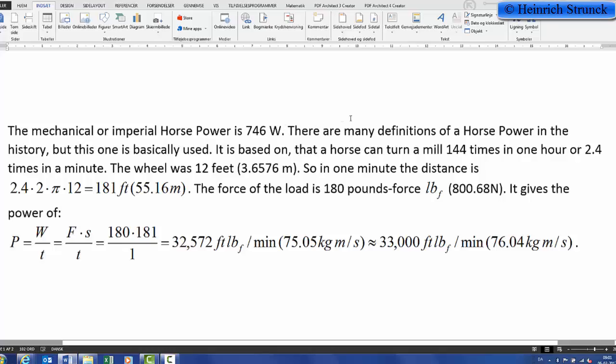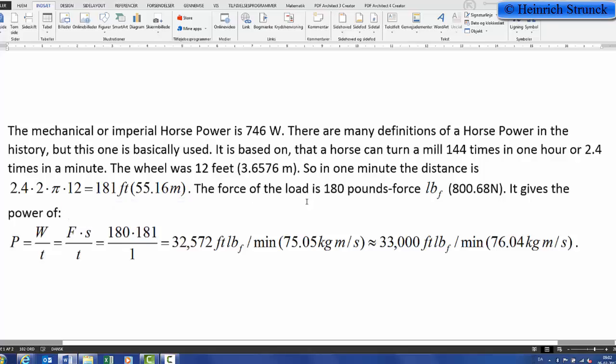There are many definitions of a horsepower in history, but basically we use this one. It's based on that a horse can turn a mill 144 times in 1 hour, or 2.4 times in a minute. The radius of the mill was 12 feet, so in 1 minute the distance is 2.4, that was the revolutions per minute, times 2 pi times the radius, and we get 181 feet.